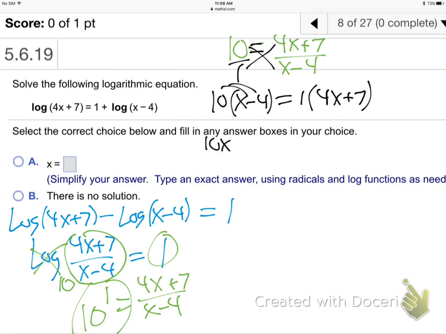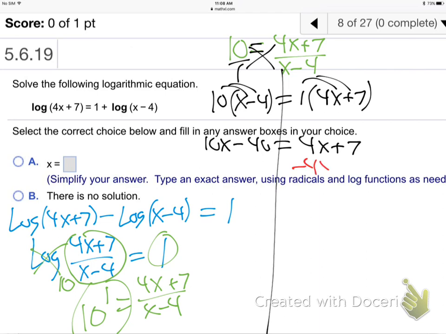Distribute. 10x minus 40, boom, boom. 4x plus 7. We got x on, what do you always do when you have x on opposite sides? We're going to do them first, right? I'm not going to do the 40 and the 7. I'm first going to do the 10x and the 4x. So what do you do when you have x on opposite sides? Just get rid of one of them, right? Doesn't really matter which one. So it gets rid of that one. Kind of bring it down here. What do we have? 6x minus 40 is 7.